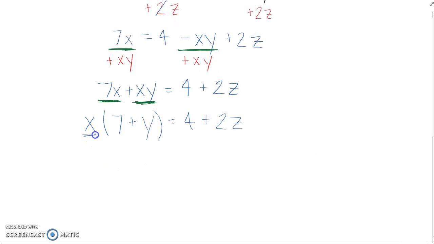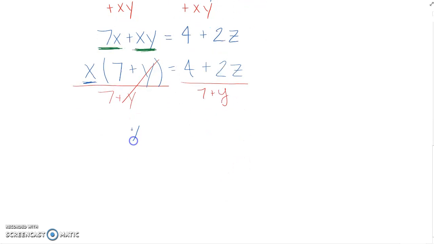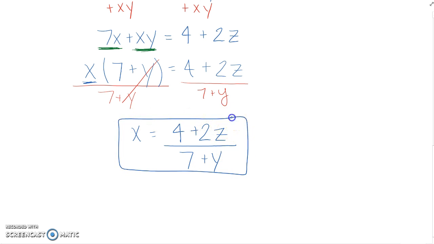Now x is alone. So I need to move everything else to the other side. Because multiplication is happening here, I'm going to divide by 7 plus y, and I'm going to divide this side also by 7 plus y. So then my 7 plus y's cancel, and on the left side I've got x by itself, and this is going to equal 4 plus 2 times z divided by 7 plus y. And that is your final answer.